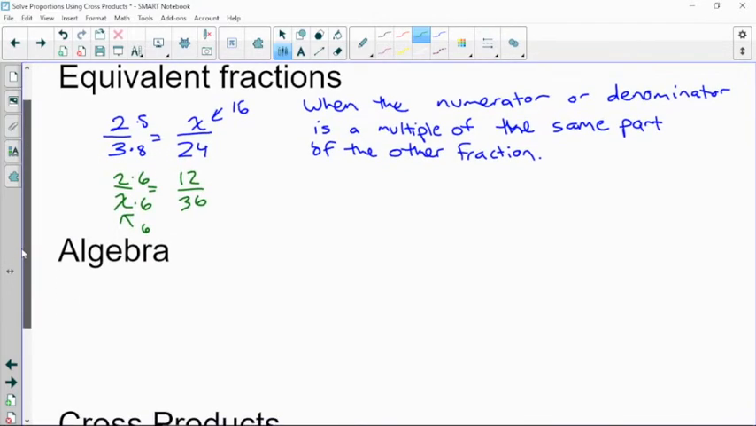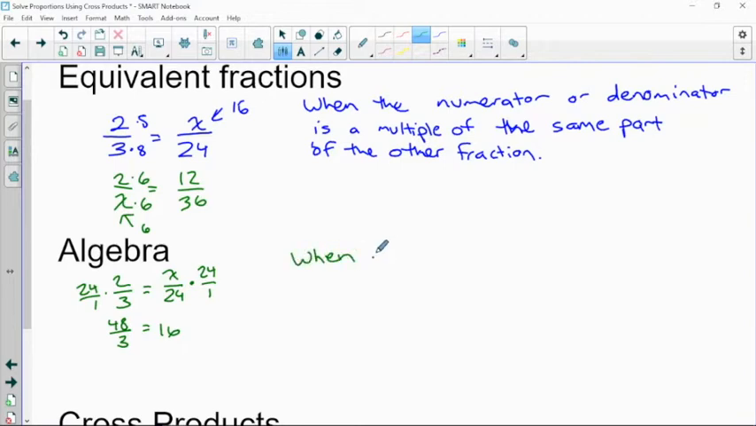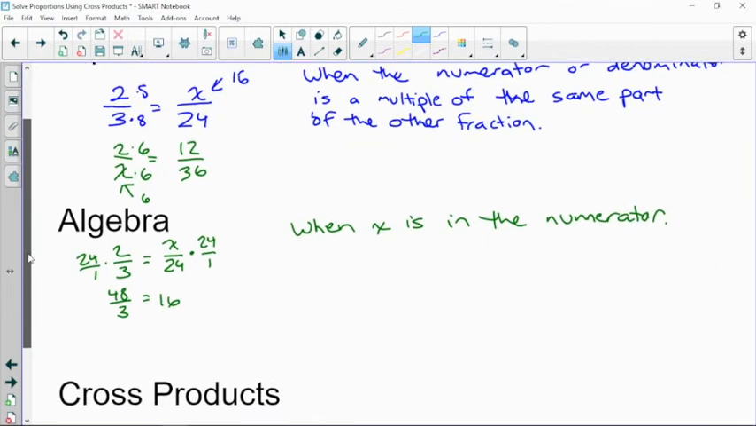So when you use algebra, I could have used algebra in this first one. I don't think I would have liked to, necessarily. I could multiply by 24 on both sides, and I would get 48 over 3, which is 16. I would get the same answer. Algebra works when the x is in the numerator. It works best, easiest to do when x is in the numerator.